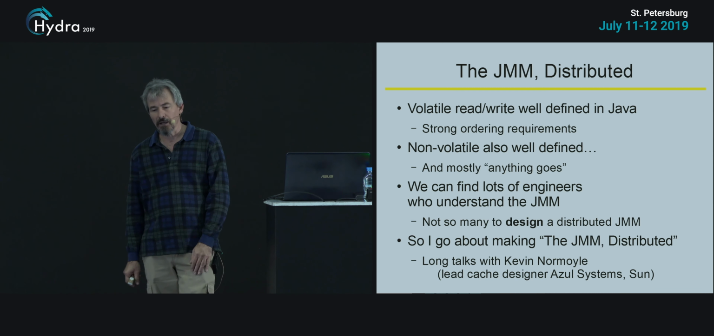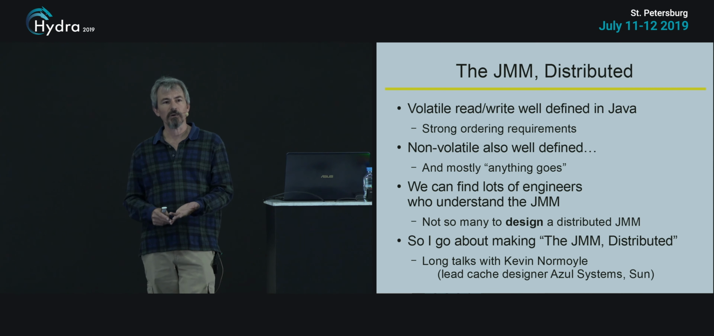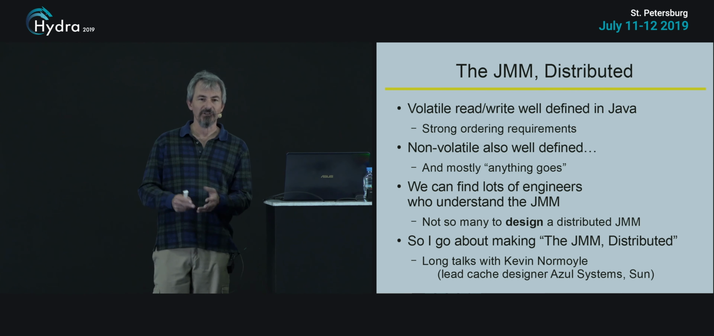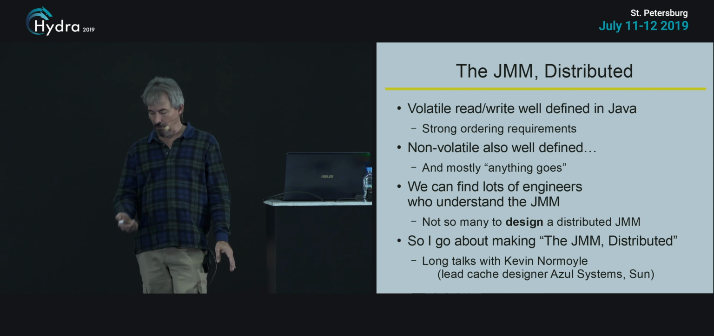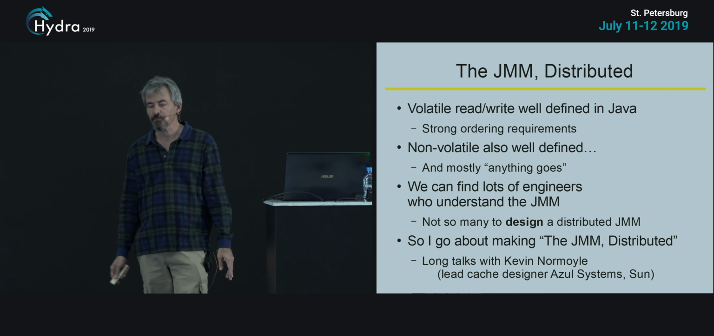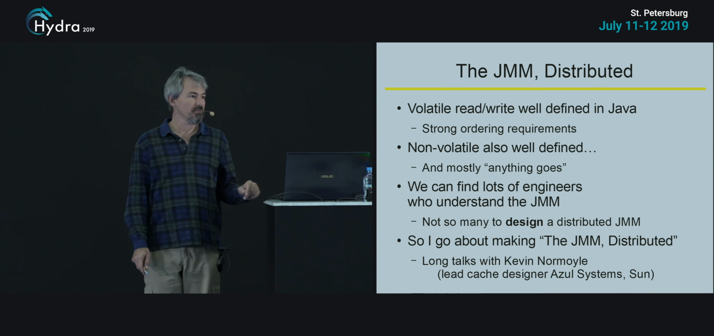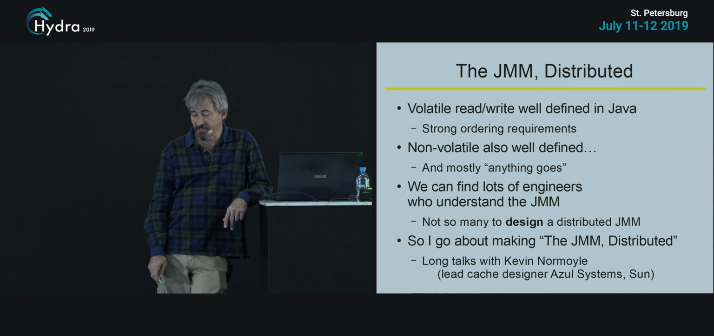And what is the memory model? What are the parts that are interesting? There's a volatile notion, which has strong ordering requirements. And there's non-volatiles, also well-defined, and mostly anything goes. You're not allowed to invent things, but the orderings are clearly sort of whoever, somebody wins, but you don't know who. So we can find lots of engineers who understand that model. It becomes much more difficult to actually design and build a distributed system that does this.